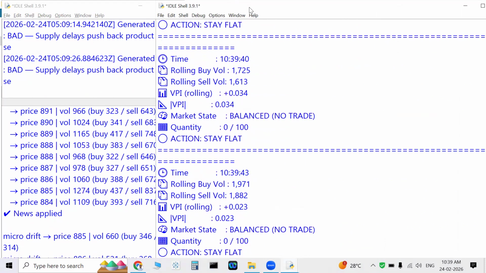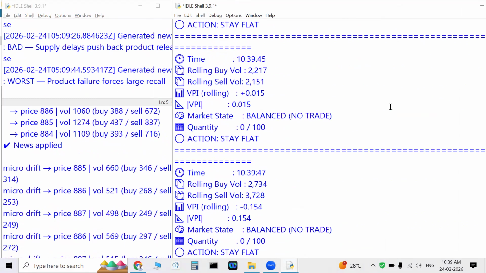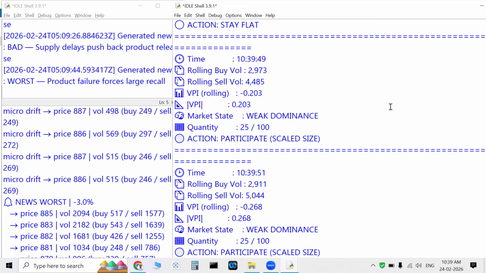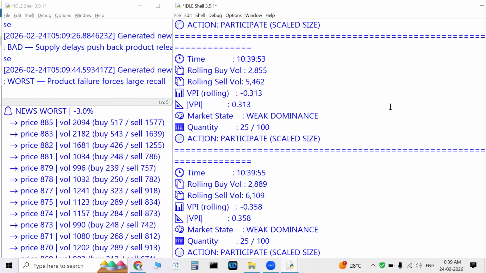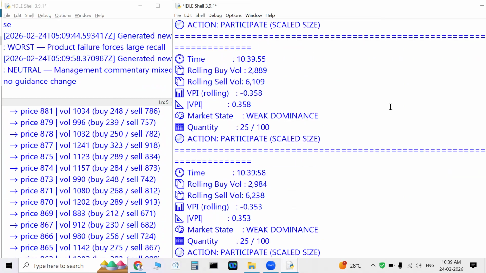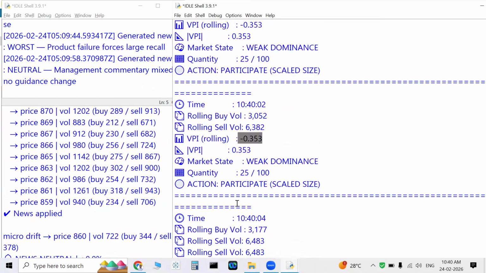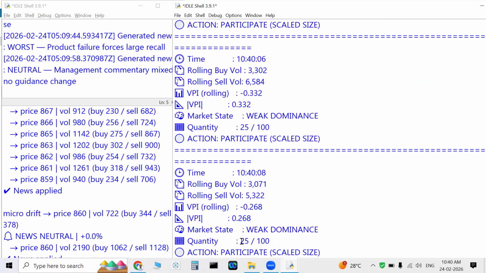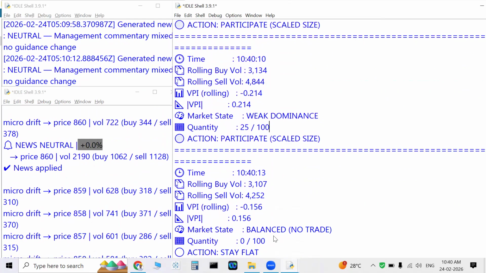Now there is no delay, you can see. It's behaving the same, responding very fast to the market. If something happens, you can see now the worst news has come. The dominance has to go above 0.4, and only then this 25 quantity becomes 50 quantity. And if neutral news comes, it becomes a balanced trade and comes out of the trade.